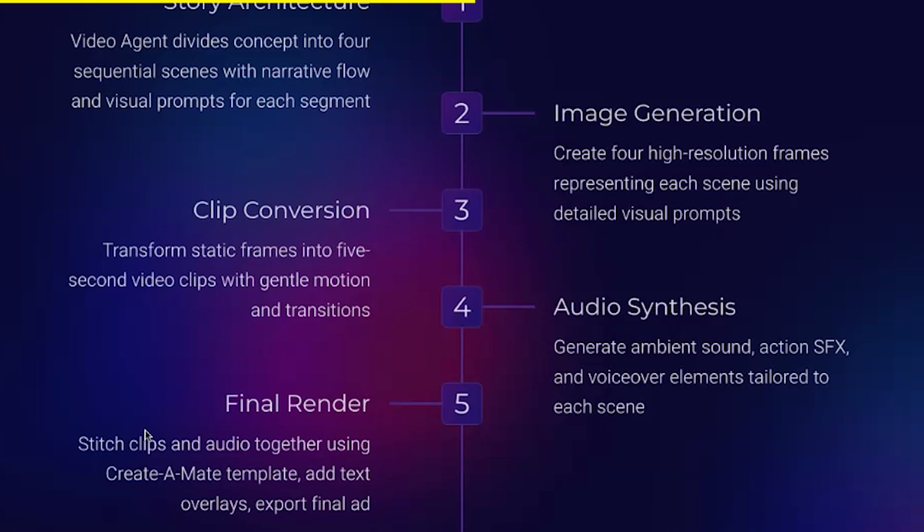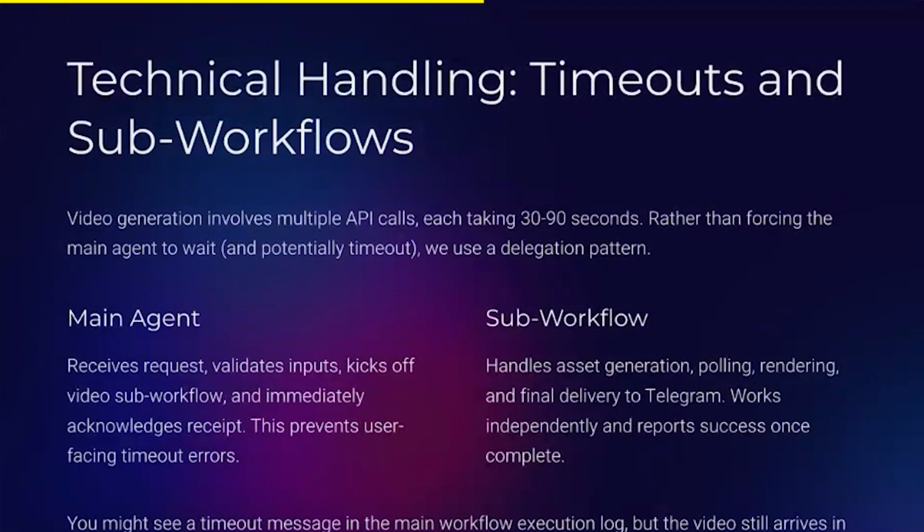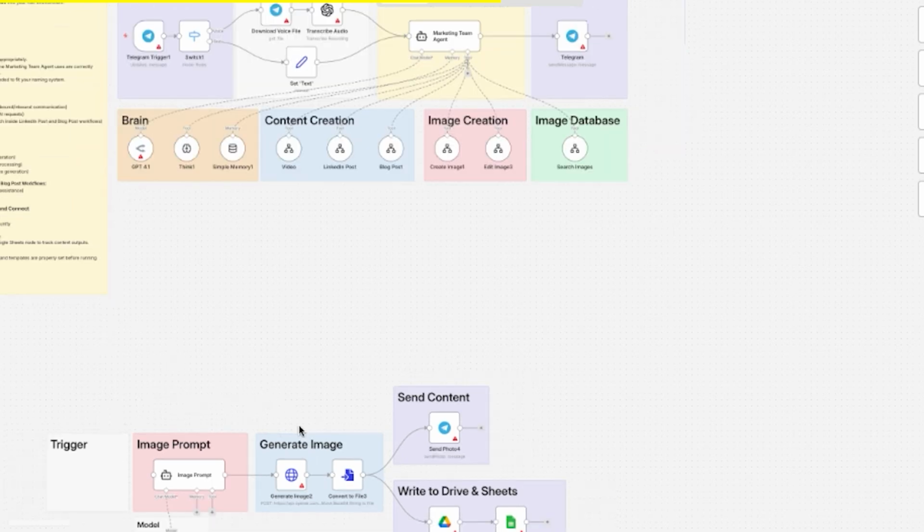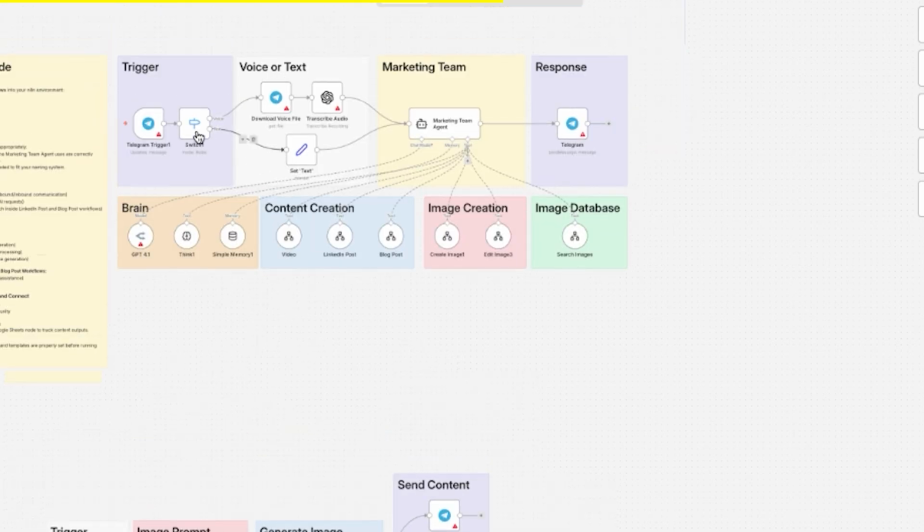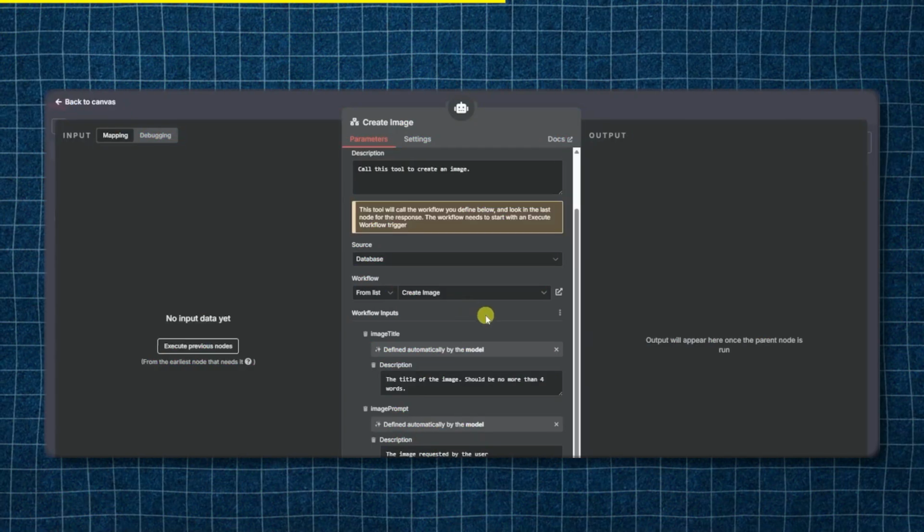Long-running processes like video rendering are handled by sub-workflows that delegate time-out-prone tasks and deliver results when ready. So with technical handling, timeouts and sub-workflows, just on that note, right? Video generation involves multiple API calls, each taking about 30 to 90 seconds. So rather than forcing the main agent to wait and potentially time out, we use a delegation pattern. That's why you saw all of the other workflows associated with this main workflow over here.